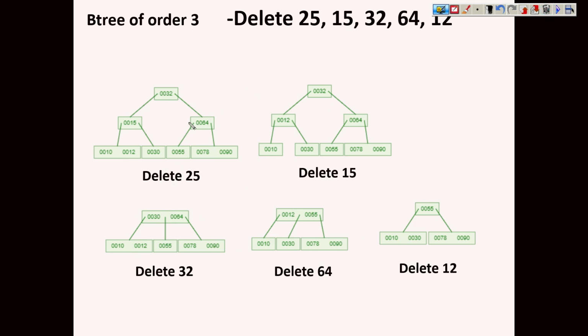So after 25 deletion, this is the tree status. And when you delete 15, it becomes like this. Then 32, 64, and 12. This is the final tree that we get after deleting all these nodes in the given tree. So I believe you have understood how to do the deletion operation in the B tree.